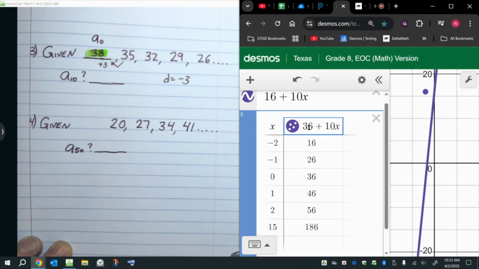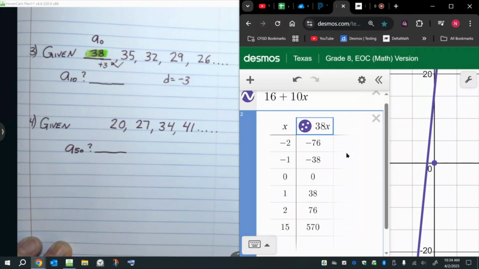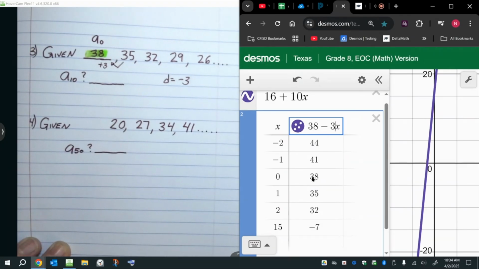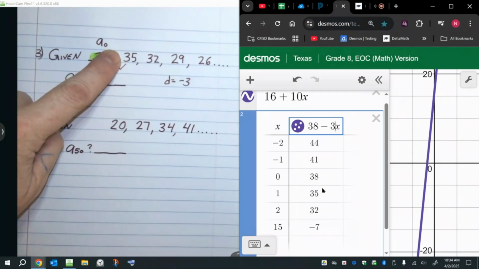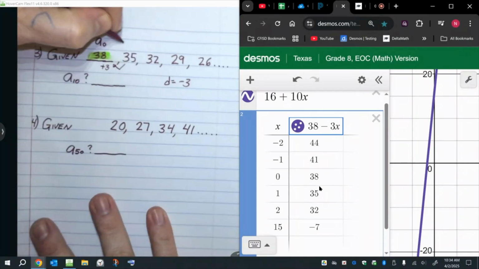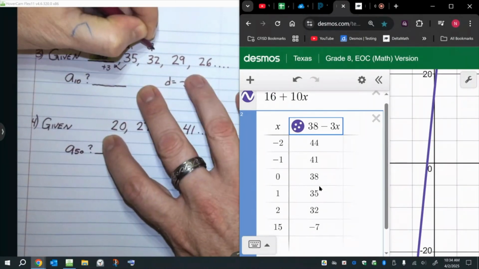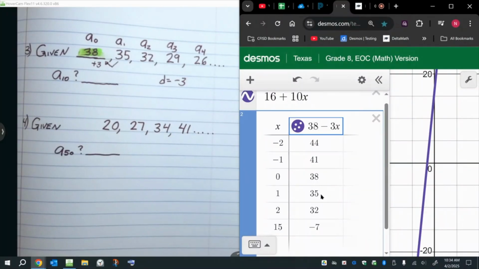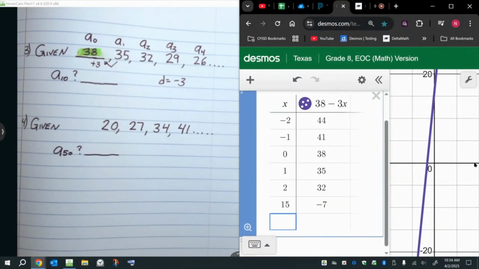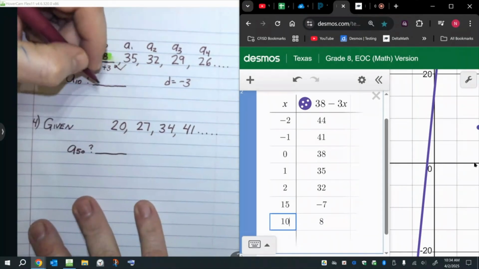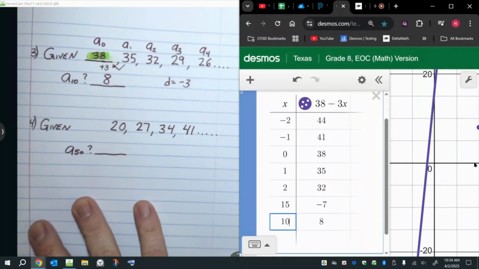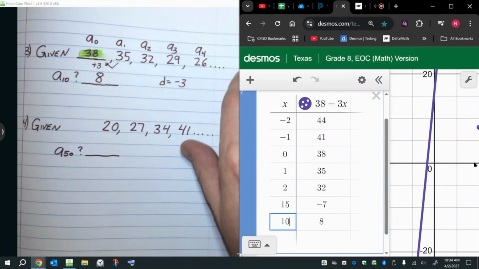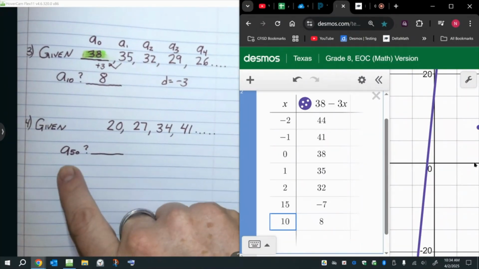That's important because we're going to take the table where the 16 was, make it a 38, and then I am subtracting 3 each time. So here is my sequence: the 0 term, my first term, my second term, my third term, my fourth term, and so on. Now, I want to know what the 10th term is. I'm just going to hit 10, and that tells me 8. So the 10th term in this sequence is 8. That's a lot easier than adding or subtracting this 10 more times.